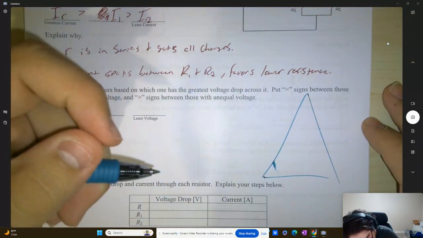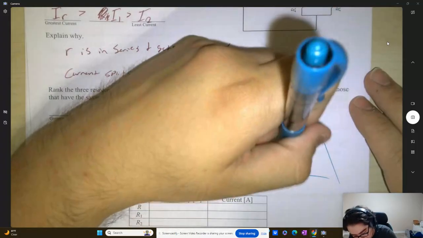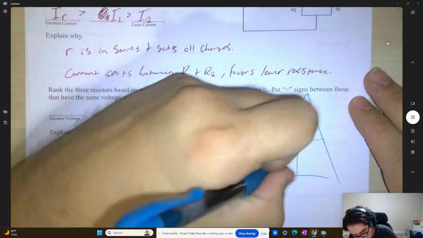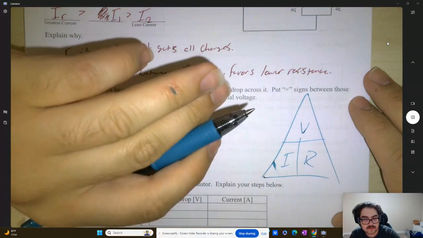Whoa, what happened there? Did I really mess up my pen or something? Oh, I got some on my fingers. That's crazy. Okay. I don't know what that was. That was weird. You can see it's on my finger now.